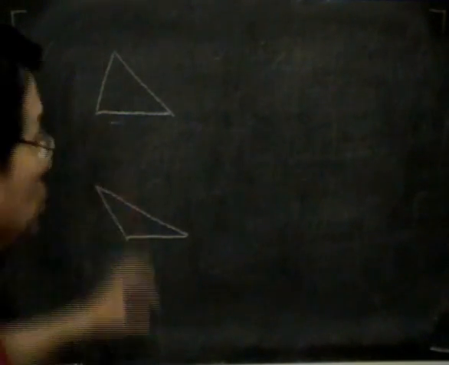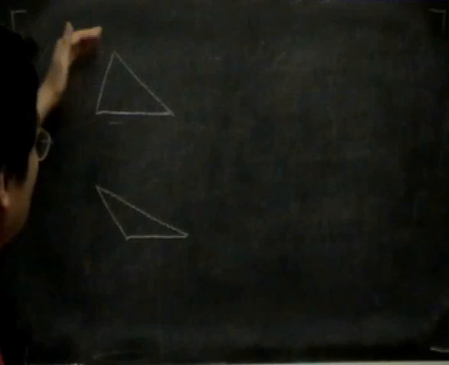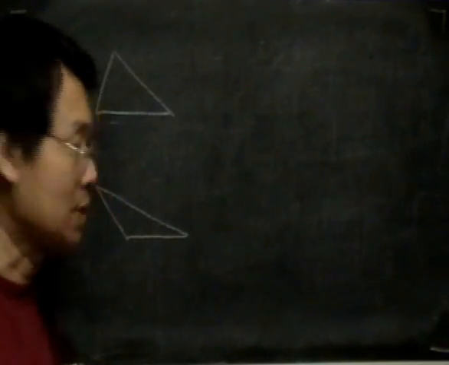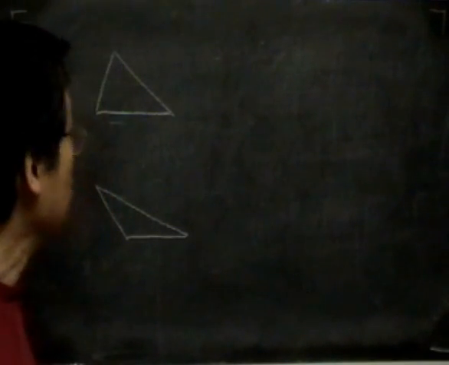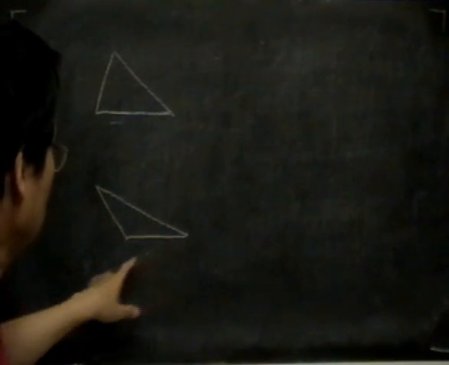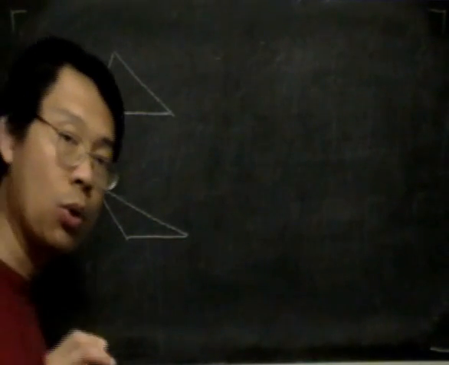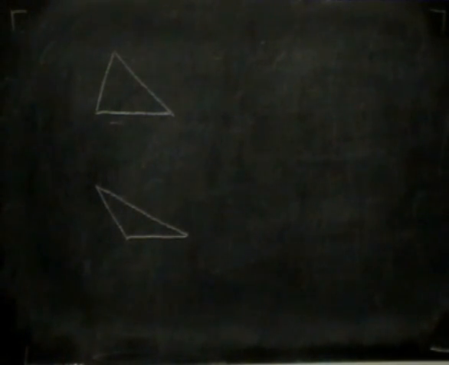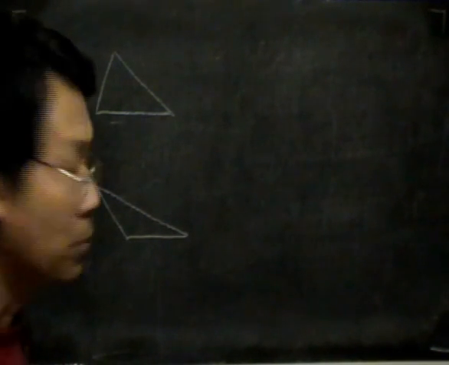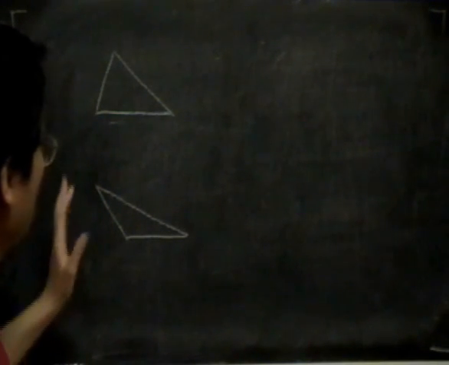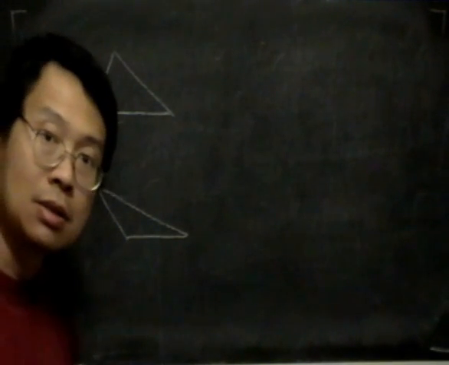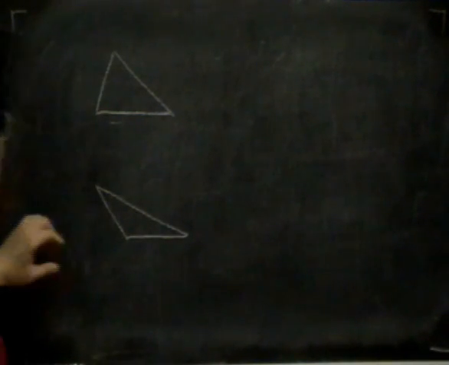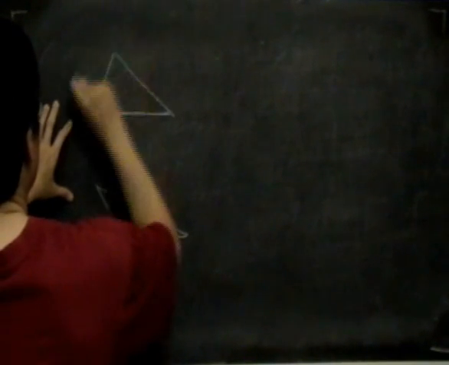The difference between these two is that in the first triangle, all the angles are less than 90 degrees. They are all acute angles. Whereas in this one of the angles is more than 90 degrees. So it's an obtuse angle. So because of this, we think of them as different types of triangle, and we call the first one an acute angled triangle.